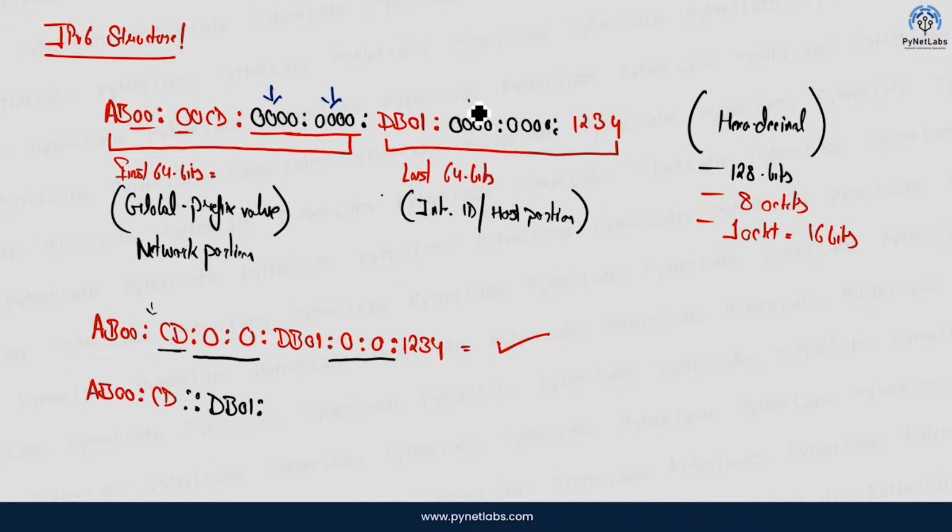And again, here you are having 00. So it's not like you will be using double colon here as well. You are not allowed to use double colon twice in the IPv6 address, which means you are only allowed to use double colon once in the IP. Using the double colon twice in the IP is not allowed. And apart from this is how we are going to make it shorter.